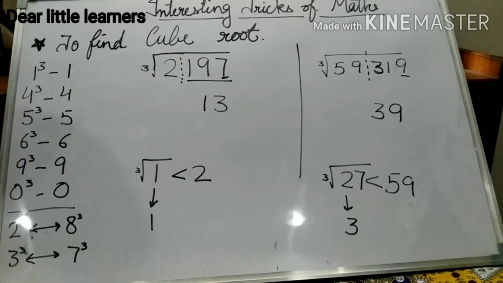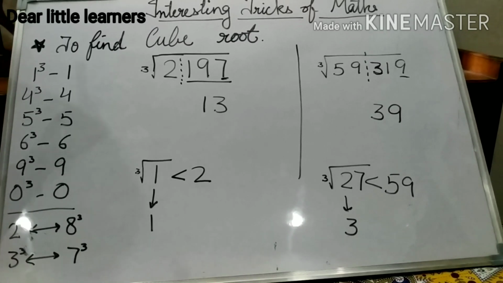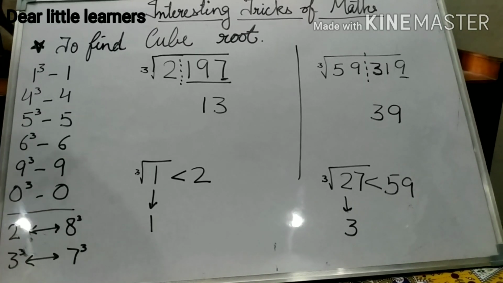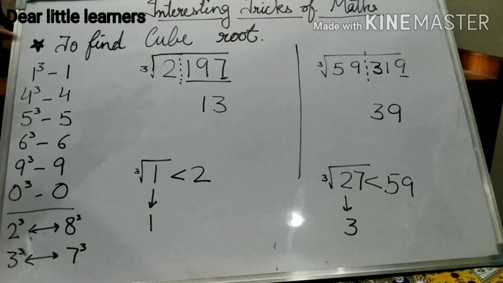And how to find cube root? That is simpler than finding square root. In square root we have to do 2 steps or 3 steps, but in cube root we can find it in a single step. I hope you have understood. Now I am taking one more example.